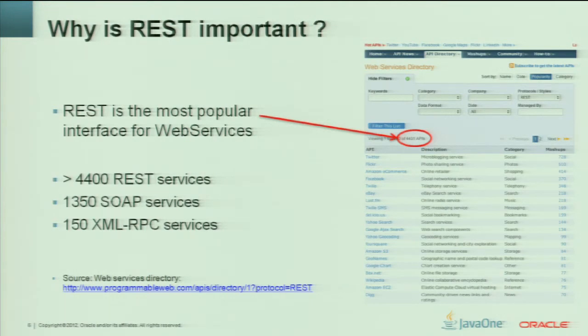So you can, it's a little bit small, but you can read Twitter and Flickr and Amazon and Facebook and eBay and Last.fm and Delicious and Yahoo and Google Ajax Search and Yahoo again and Foursquare. So basically everything is REST. And this has by far outweighed the SOAP services, for example. There are only 1,350 SOAP-based web services, 150 XML-RPCs. And probably the figures by now have changed again.